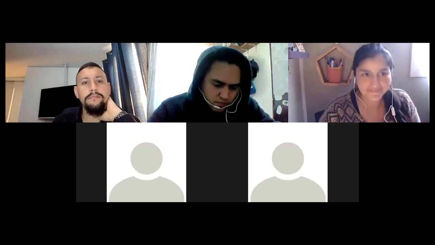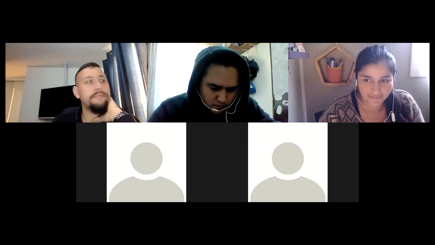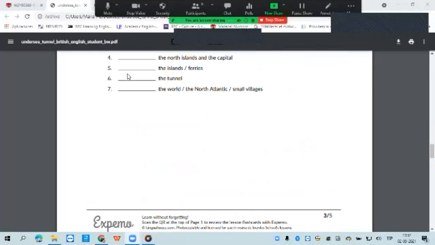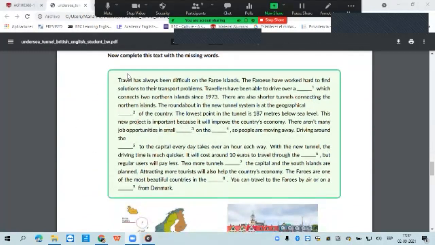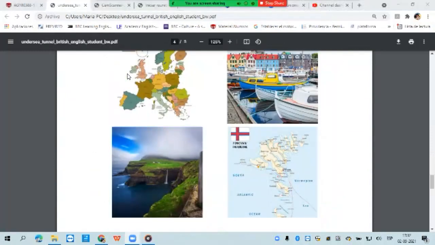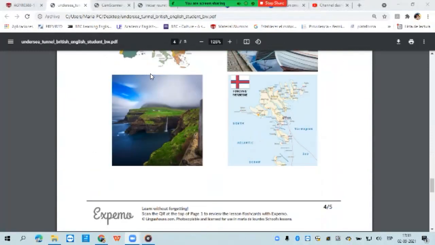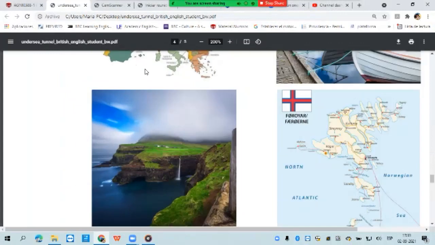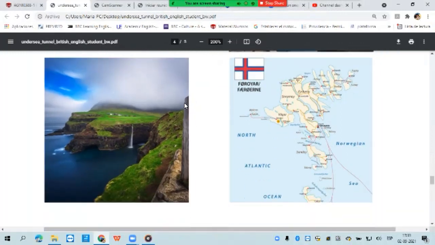Okay. Well, let's go back to the text. Here we have the map. I love maps. Do you like maps? Yeah, I love maps. This is very, very fun. Okay, right. Well, let's see.